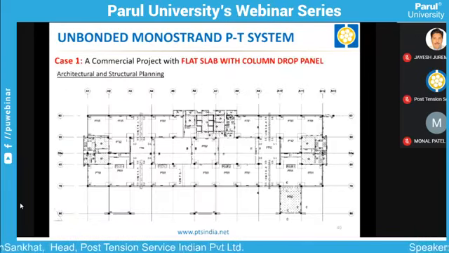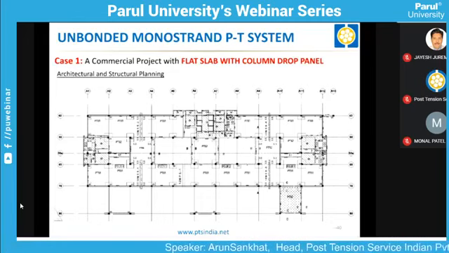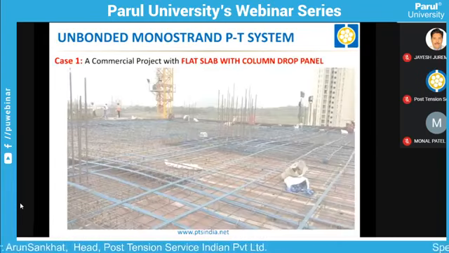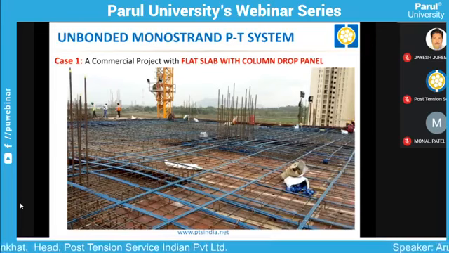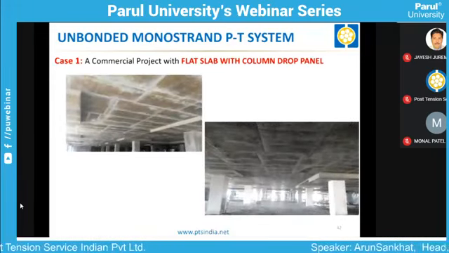So flat slab with column drop panel could be a good option for a commercial project, wherein the column to column spacing could be 8 by 8 meter, or 9 by 9, 10 by 10, or 12 by 12 meter grid. So this could be a better solution when you have a two-way kind of support locations. You can see the images after casting, after removing the shuttering.